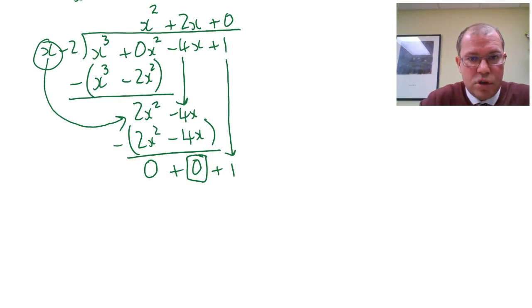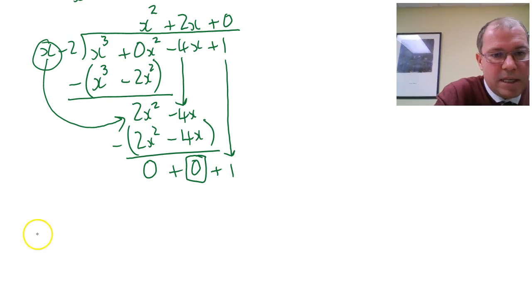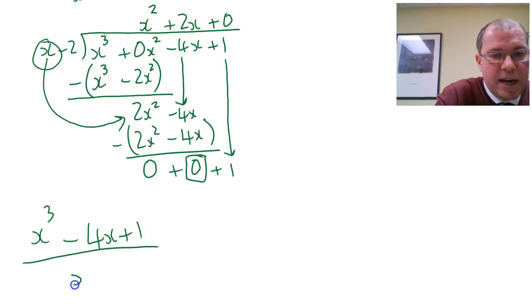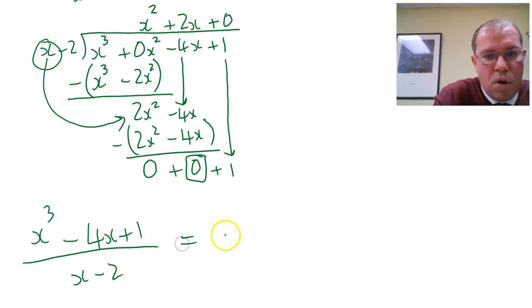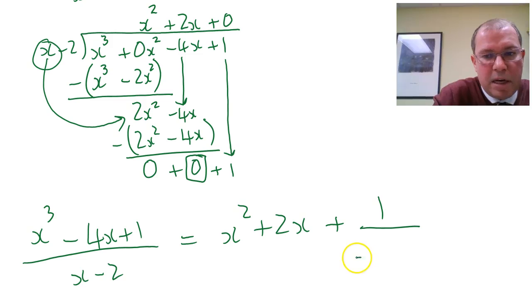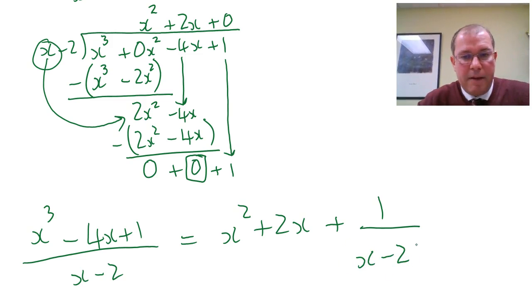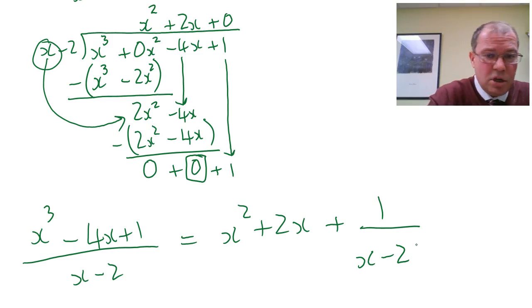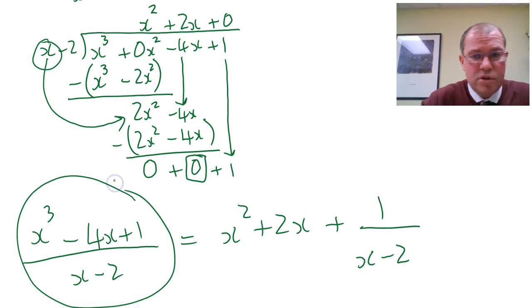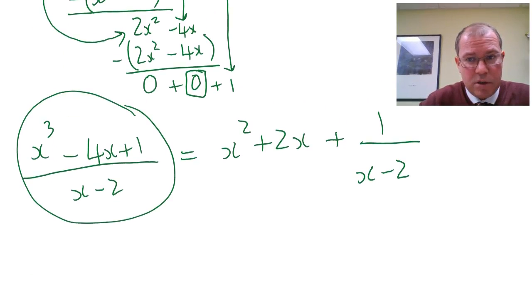And remember, there are two ways we can write this. We can write it as the original polynomial, x cubed minus 4x plus 1, over the divisor, x minus 2, equals the quotient, which in this case is x squared plus 2x, plus the remainder 1, which still needs to be divided by x minus 2. Now that form is really useful if you're doing integration or finding the oblique asymptotes of this polynomial if you're trying to sketch it. So that form is really useful.